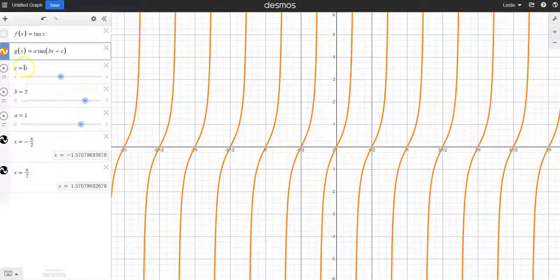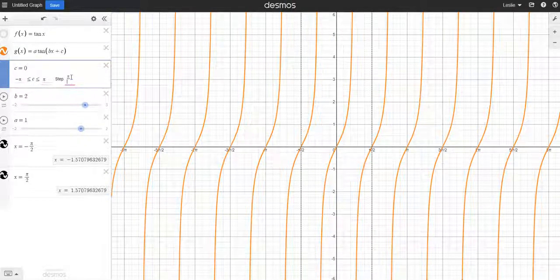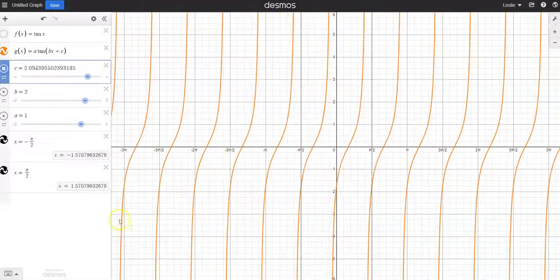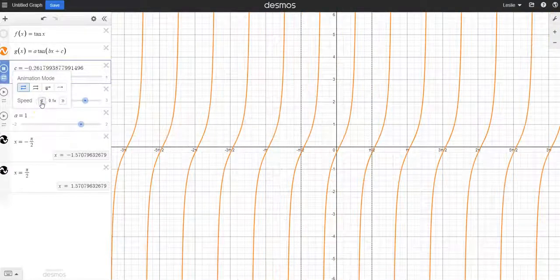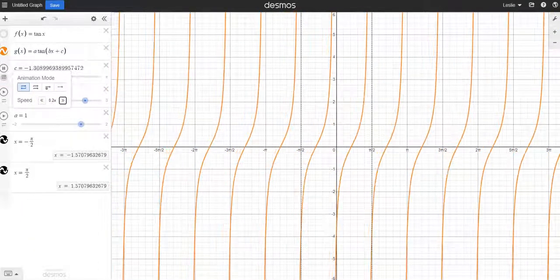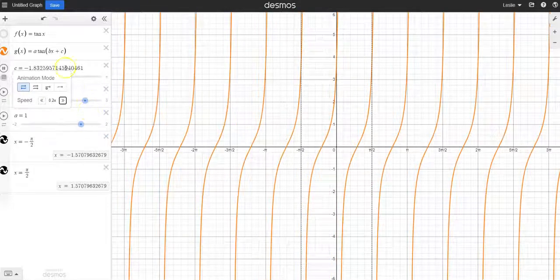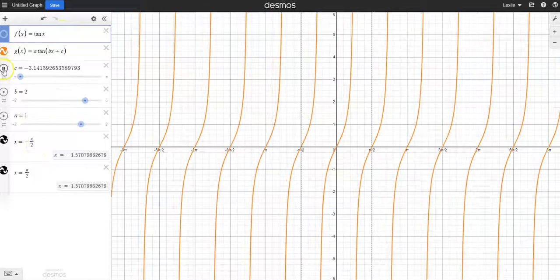Also, I'm going to have it jump by pi over 12, so that when I animate this, you can see it jumps from one iteration to the next. I slowed it down a little too much there. Okay, so now I'll stop it at negative pi. I have moved pi units to the right. So the point that used to be right here is right here.